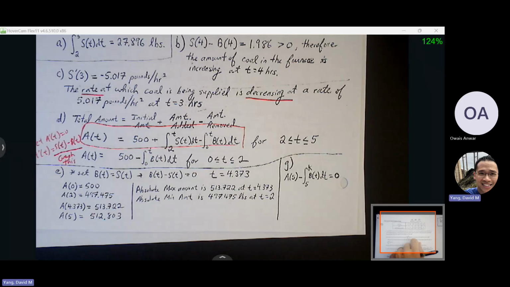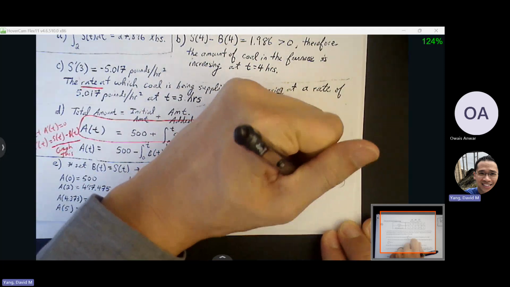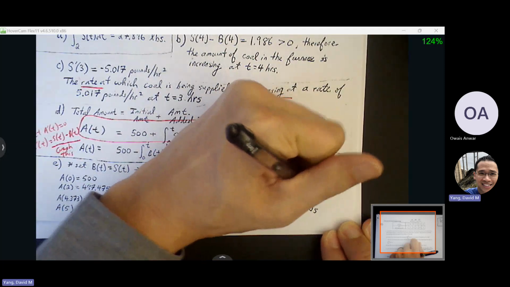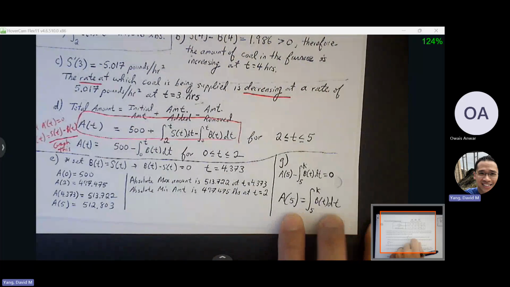Or you can write it out this way too. You can say, okay, whatever it takes for A of 5 to equal the integral from 5 to k of B of t dt. You can write it this way as well. That's fine. Maybe that's more straightforward.